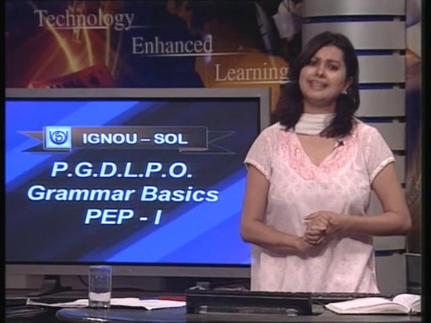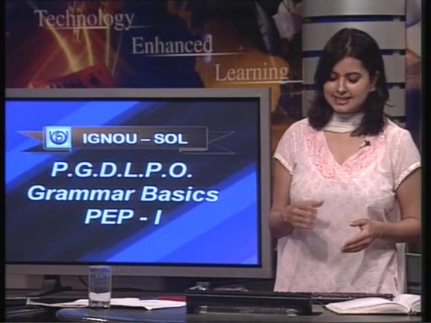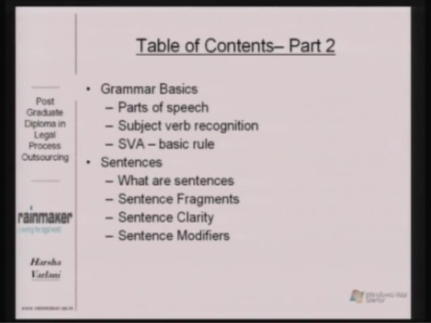what we will be covering over here in the next part of the session is parts of speech, subject verb agreement, how to recognize a subject, how to recognize a verb, the basic rule for subject verb agreement, and sentences. We are going to get into sentences. What are sentences? What are sentence fragments? What is clarity of sentence? And what are sentence modifiers?